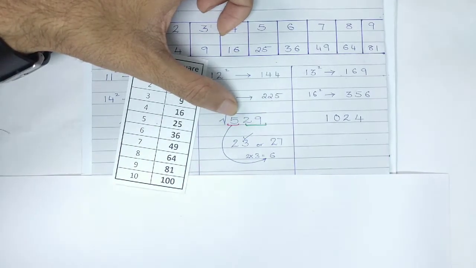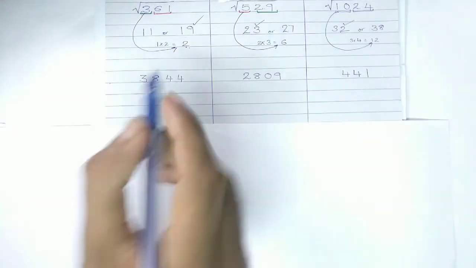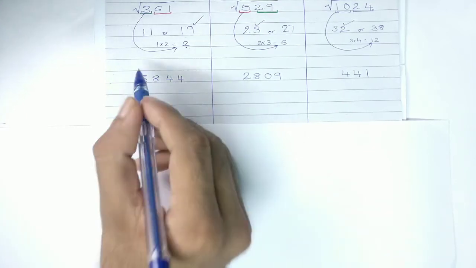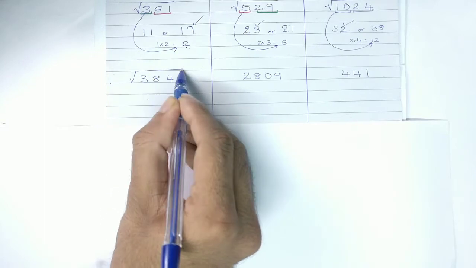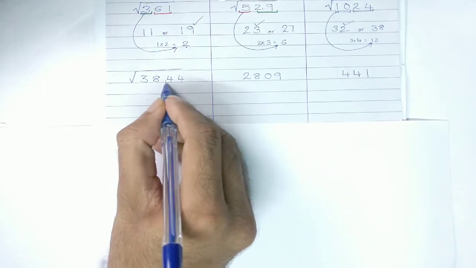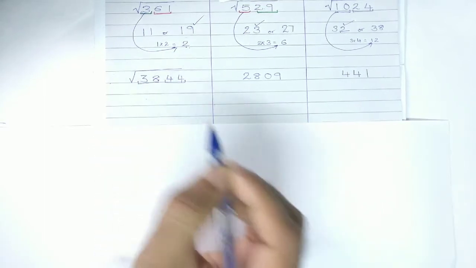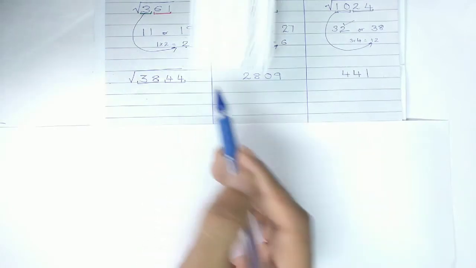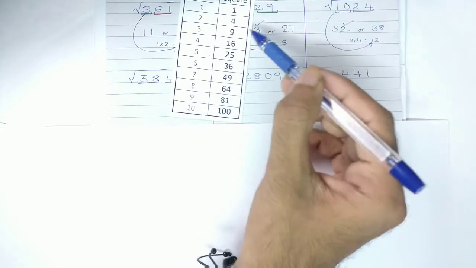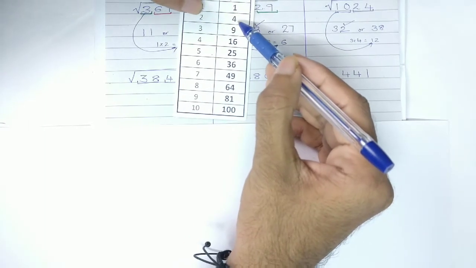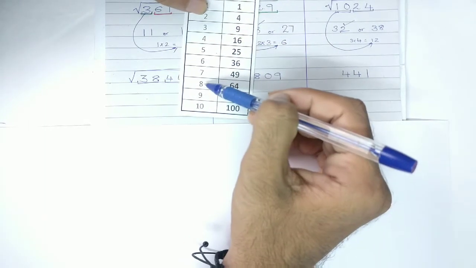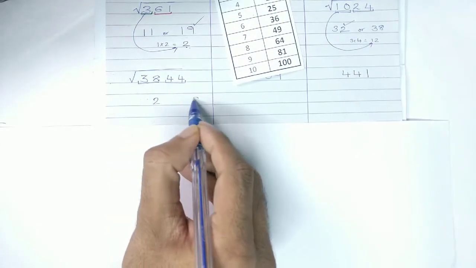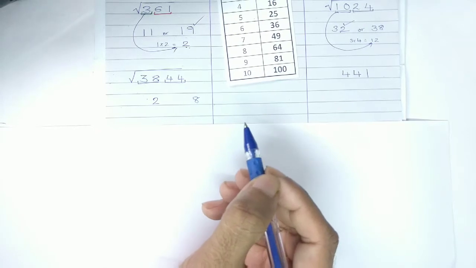Let us take another one. Here I have a number that is 3844. Now let us write the square root sign, make them into a pair. This number is ending with 4, right? So which are the possibilities? Either it can end with 2 or it can end with 8. So let me write them.